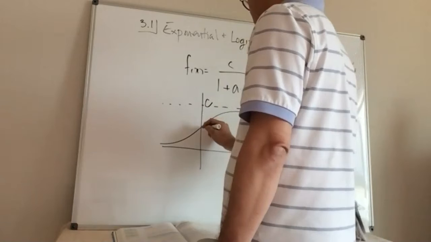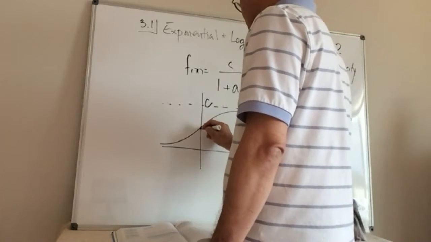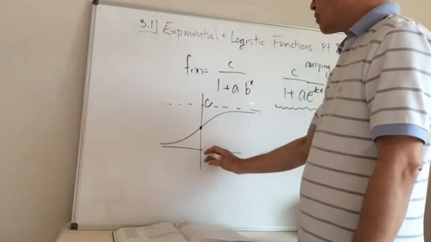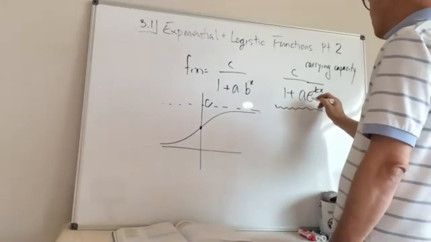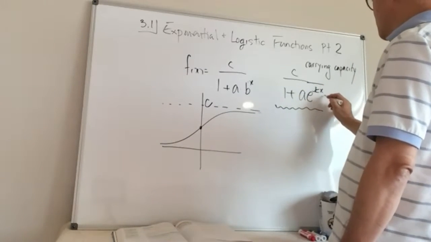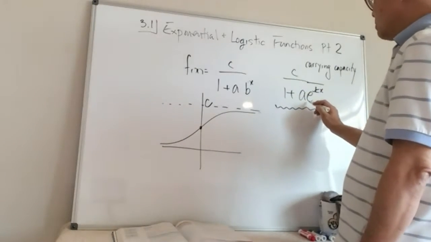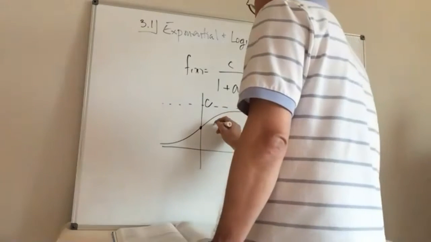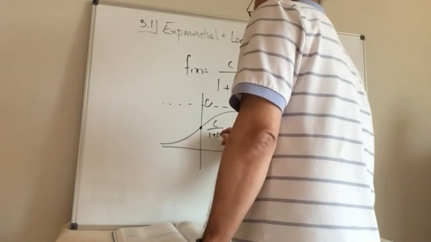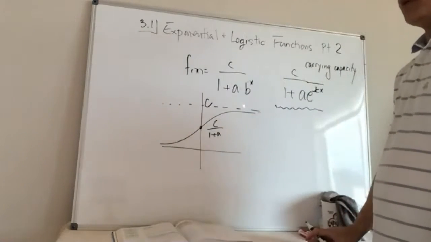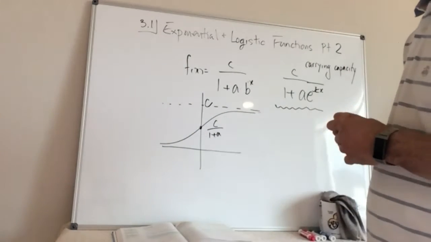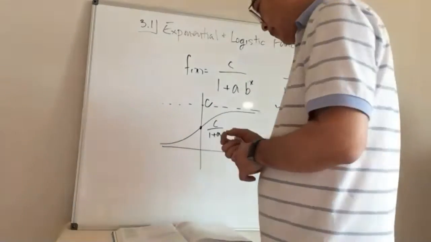So what is this point here? This is the point where x equals 0. When x equals 0, this guy becomes e to the 0 power, which is 1. So this is going to be c over 1 plus a. That would be your y-intercept, because the y-intercept happens when x equals 0.